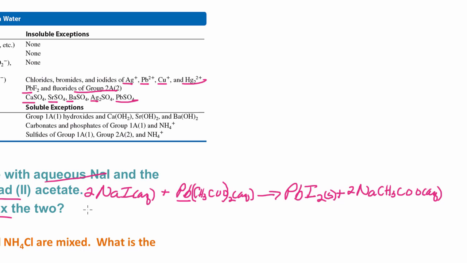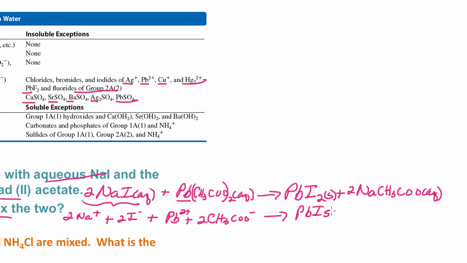So next, I'm going to write my ionic equation. I know this is completely dissociated, so we have 2 sodium ions plus 2 iodide ions. And the lead acetate is also soluble. I have 2 acetate ions. Now, the lead 2 iodide is a solid, so this has to stay together. And then sodium acetate, we know, is soluble. Again, you can always check those solubility rules. Okay?